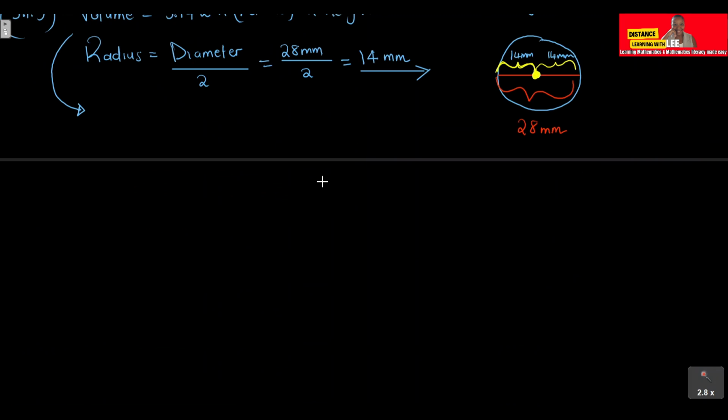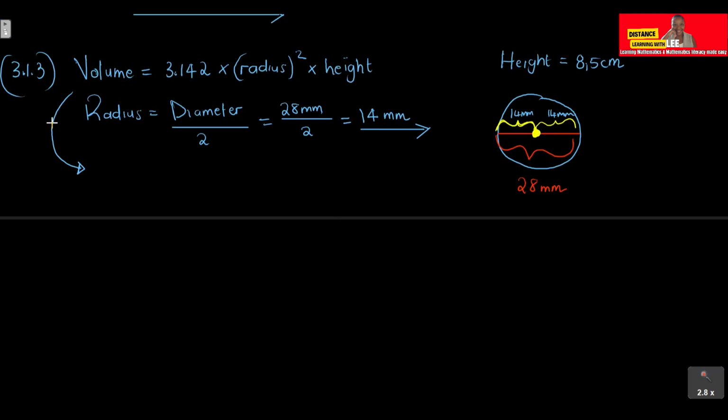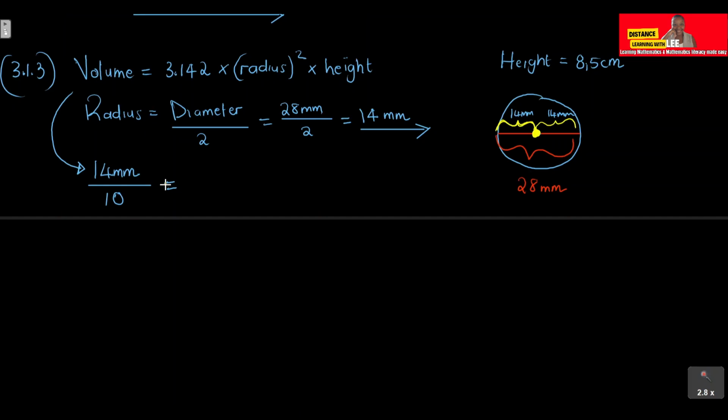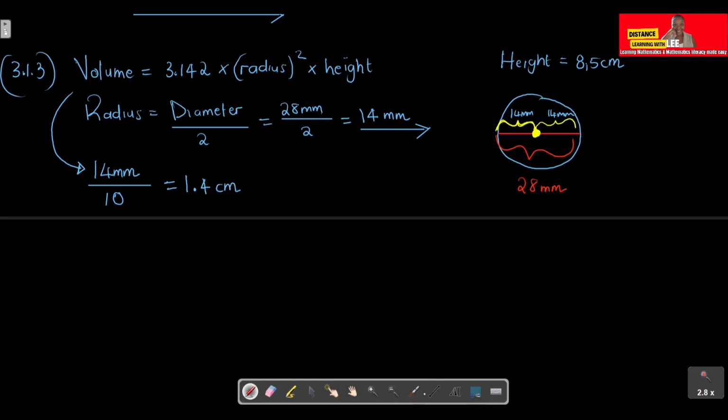So in that case, we are just going to take that 14 millimeters, and we are going to divide that by 10 to get the radius in centimeters. If you punch that into your calculator, you'll get that the radius in centimeters is 1.4 centimeters. So now we already know what the radius is. This is our radius in centimeters.